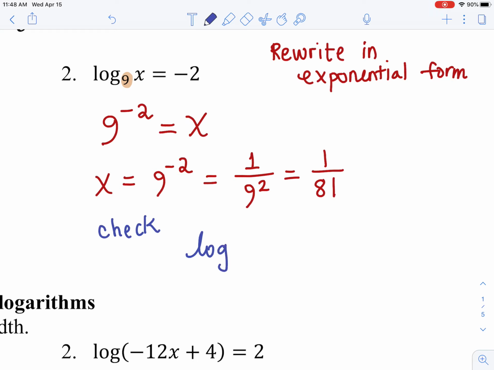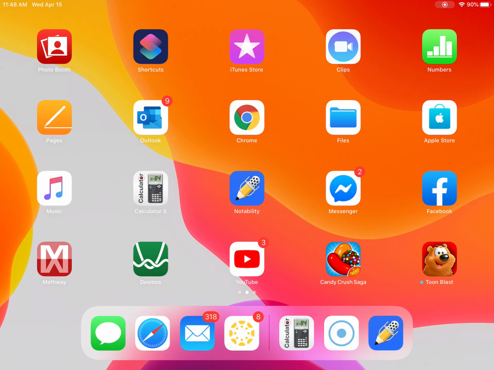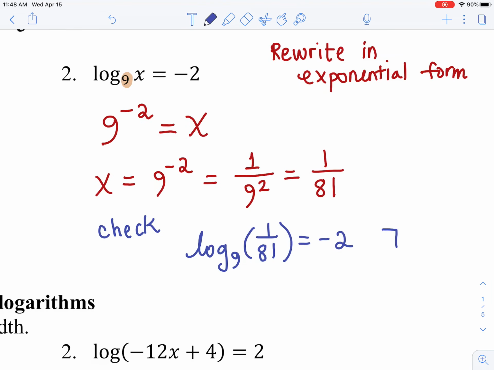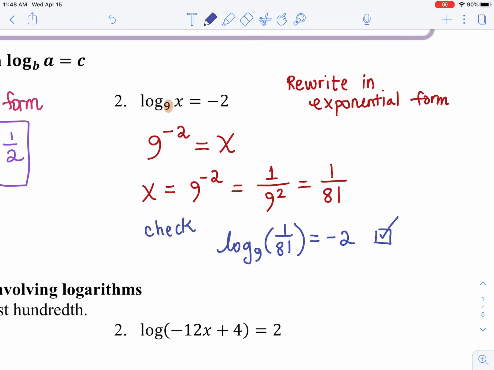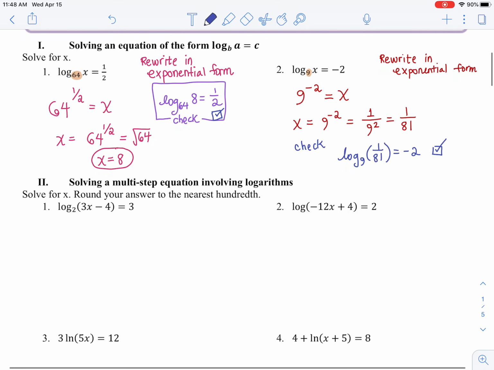So let's check the answer. It's just a good habit. Let's check and see if log base 9 of 1 over 81 is really -2. Okay, we're going to check that. So I will go log base 9 and 1 over 81. If I hit enter, I get -2. So just like that, I want you to always check your solution, because later on, you'll see some of these equations will have extraneous solutions, okay?